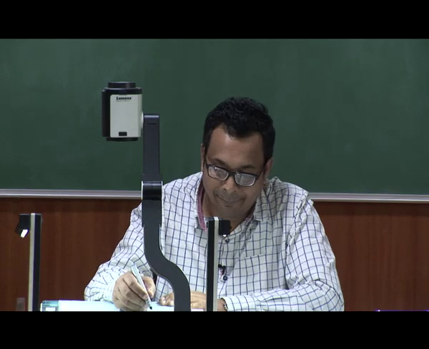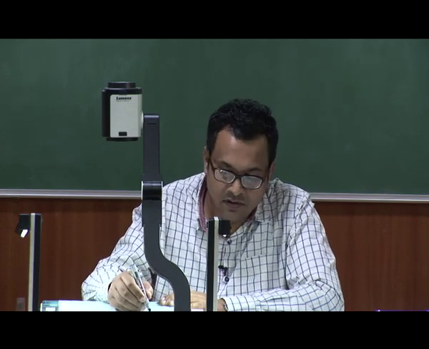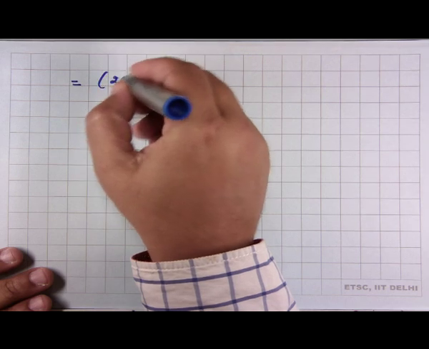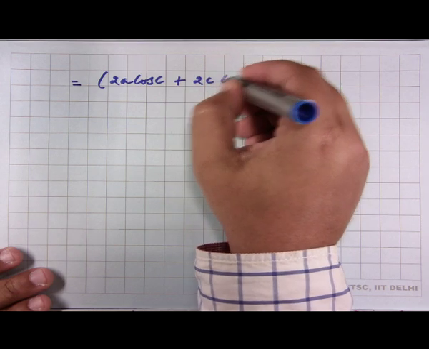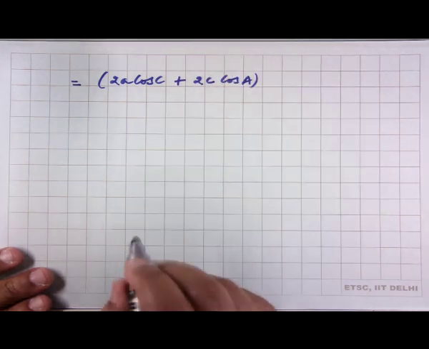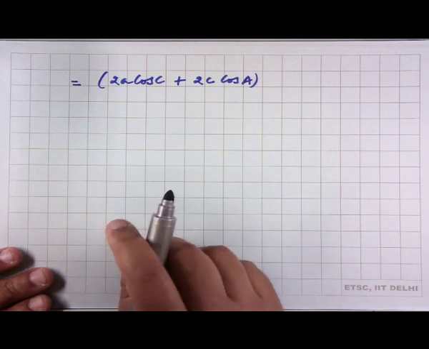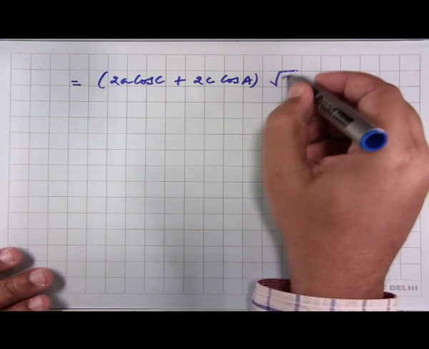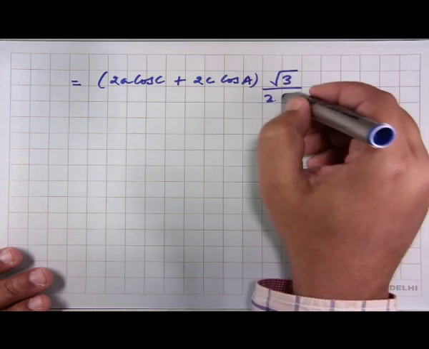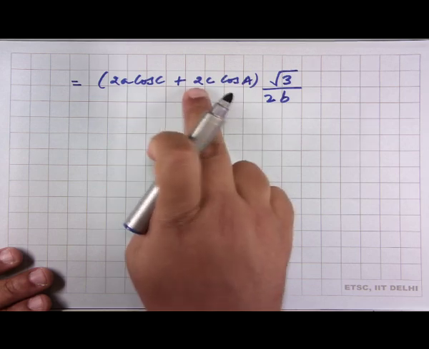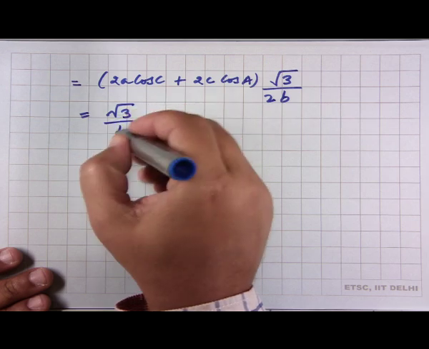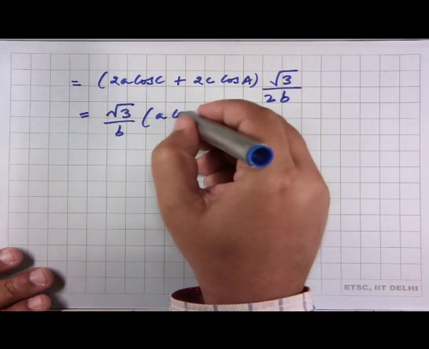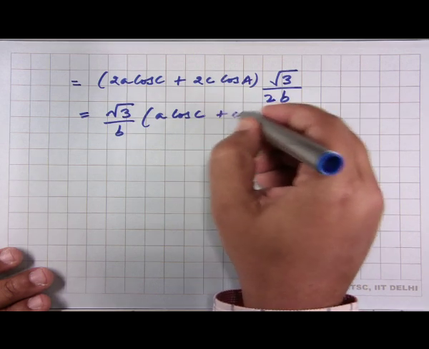And then taking it to the next slide, we have this to be equal to (2a cos C plus 2c cos A) into sin B over b, but because B is equal to pi by 3, sin B is square root of 3 over 2, and this 2 can also be factored out. So, ultimately what we get is square root of 3 over b into (a cos C plus c cos A).